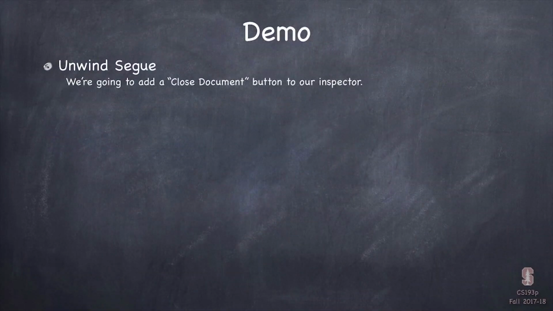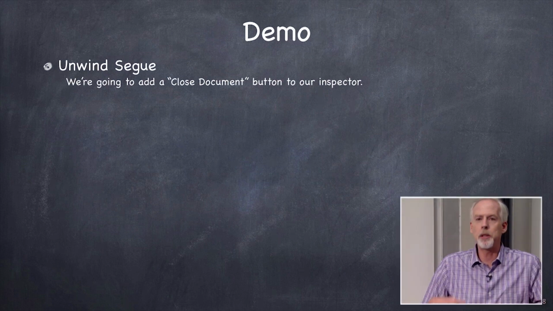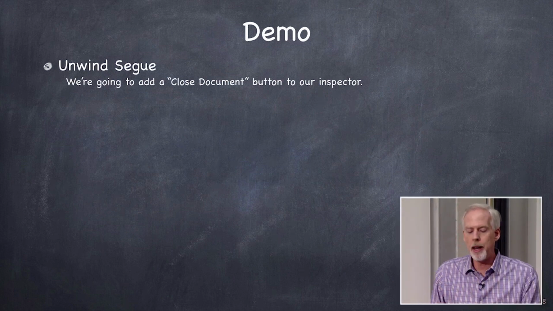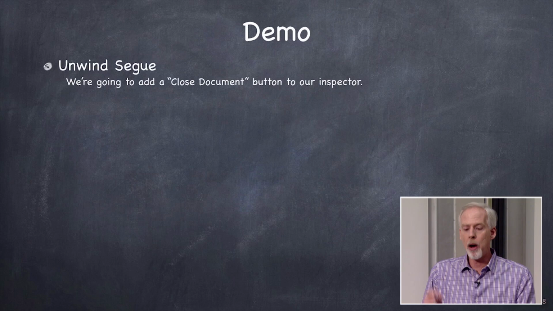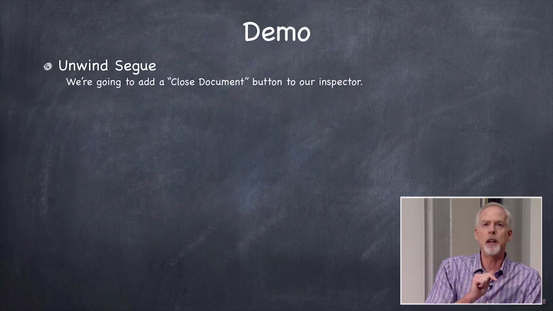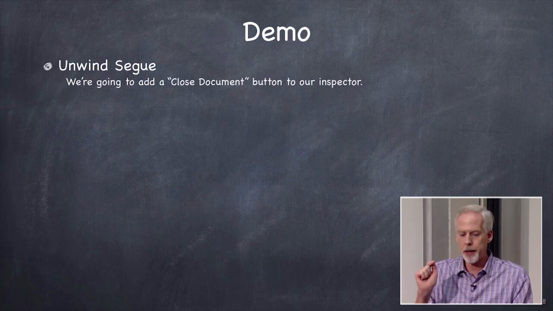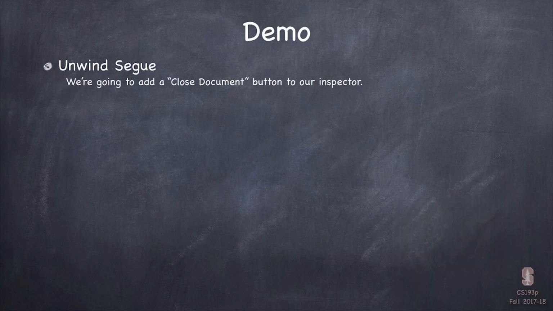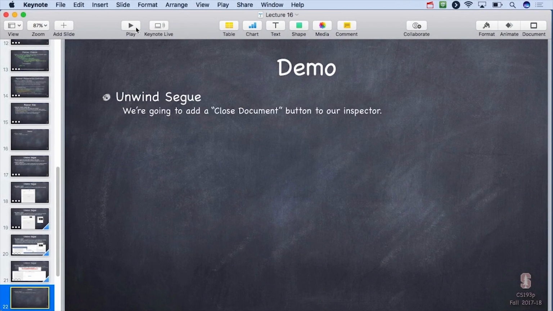What are we going to do for this? I'm going to add a close document button to our inspector. So we're inspecting the document, and what if I just want to close it right away? Right now I have to return the document and then hit done. But it'd be cool if I could just, in the inspector, say, close this document. Go right back to the document chooser. So that's what we're going to do.